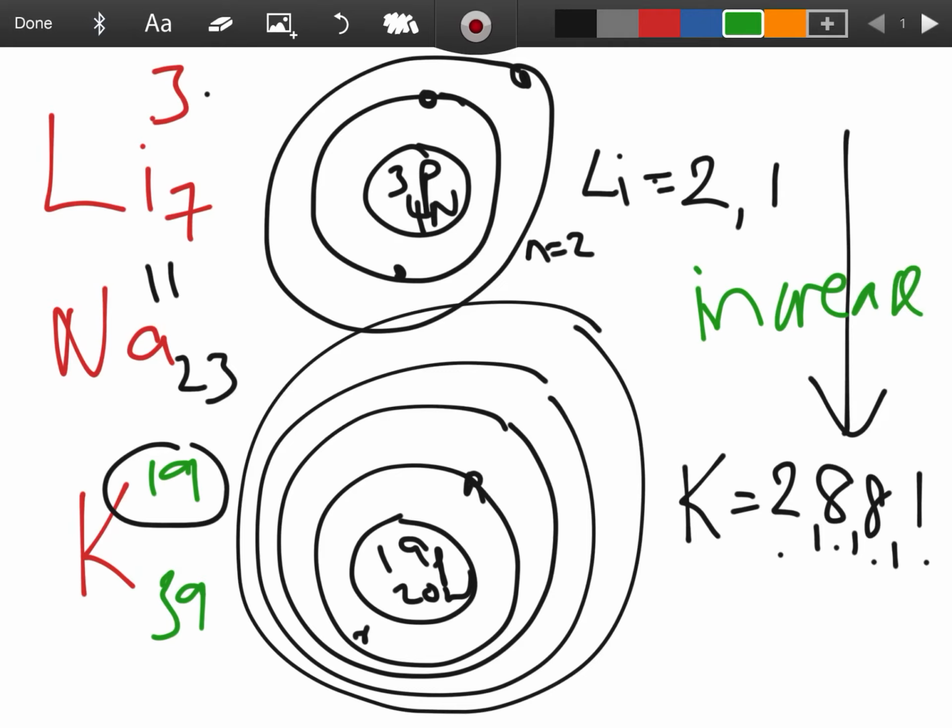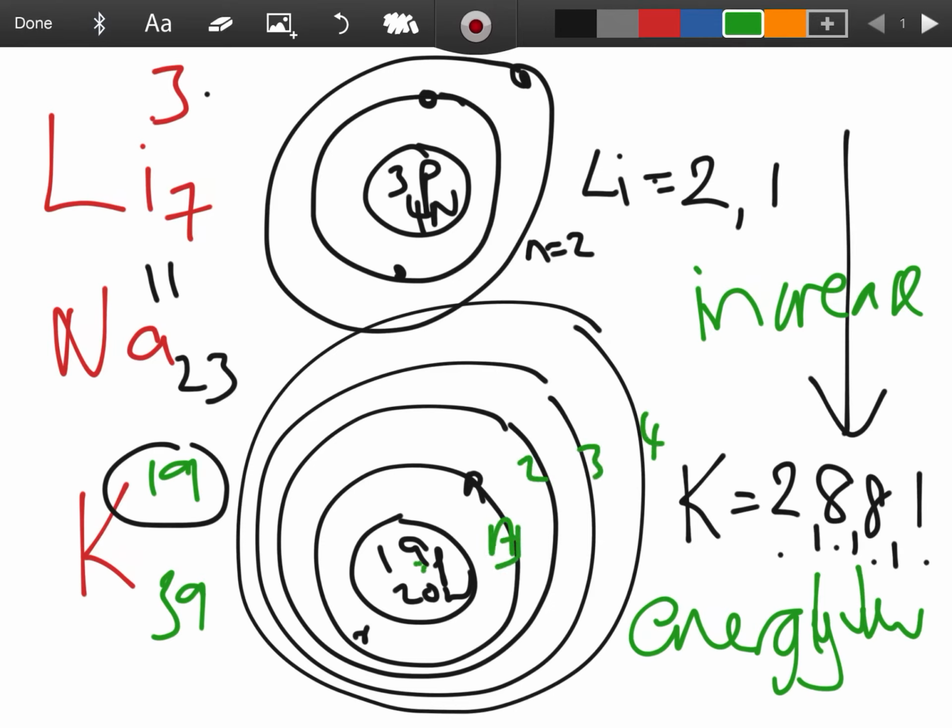Now you have to be able to explain why, okay? So why is the radius increasing as you go down? Well, you can clearly see that you're adding a new level. You're adding a new shell. You're adding a new main energy level. So that's N equals, that's the nucleus in here. So this is N equals 1, N equals 2, N equals 3, N equals 4. So a new energy level is being added each time.